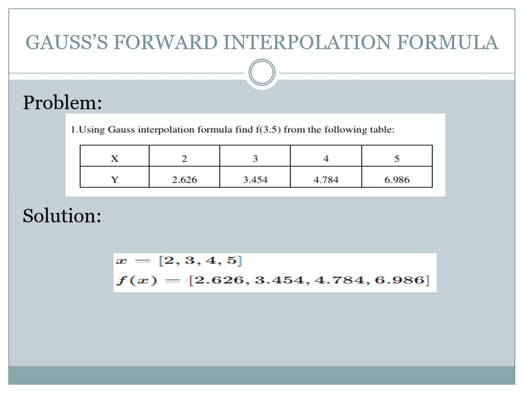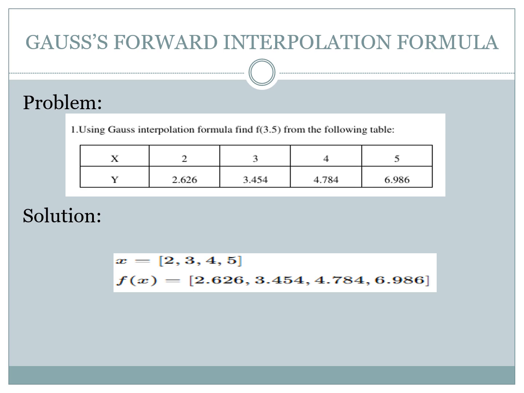So this is the given problem of Gauss Forward Interpolation formula. The given problem is: using Gauss interpolation formula, find f of 3.5 from the following table.